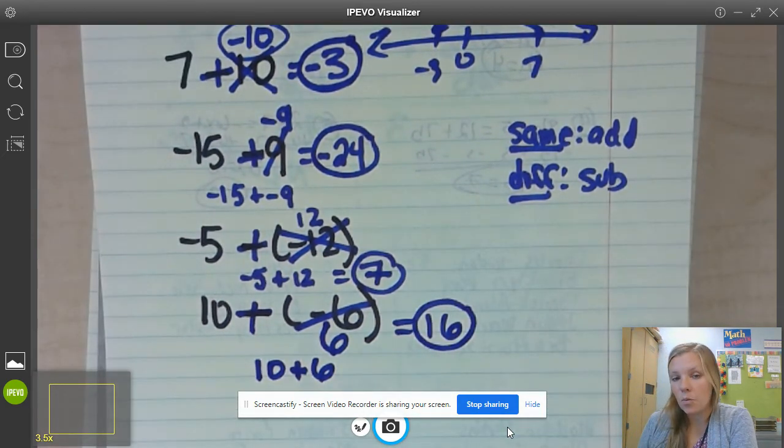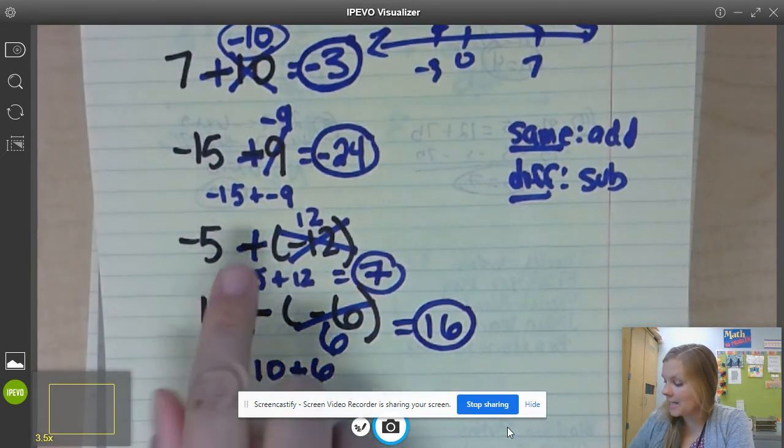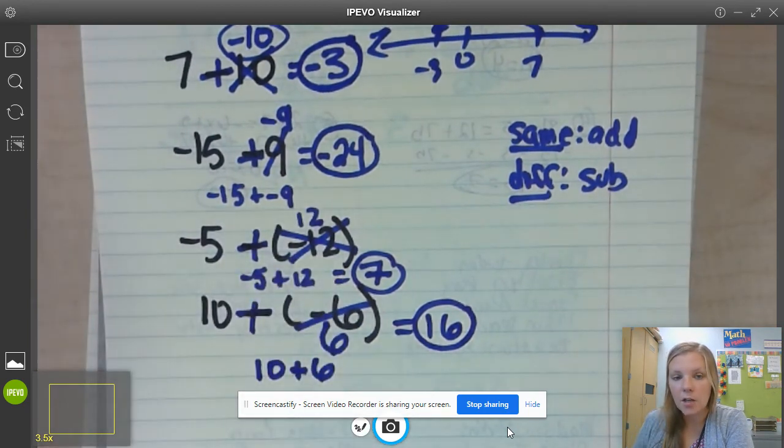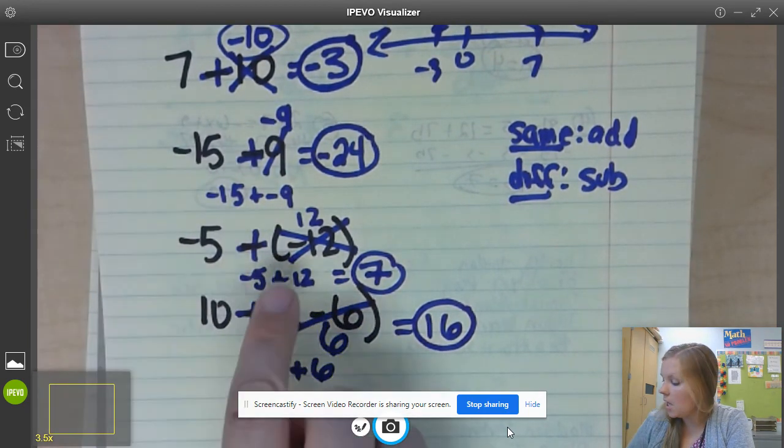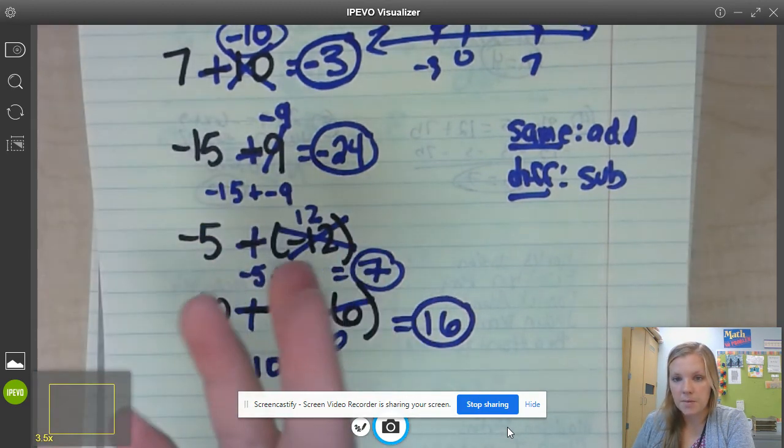I want to see that work on each problem. I want to see how you add the opposite. I want to see how you change that subtraction to addition and how you make the second number the opposite.